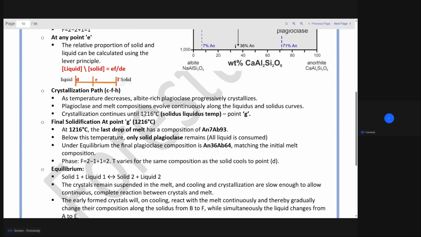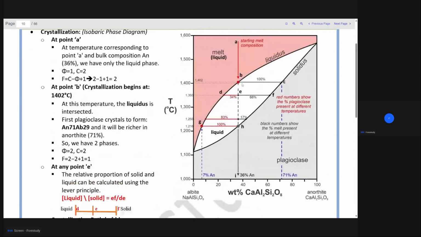Crystallization continues until 1116 degrees Celsius, the solidus-liquidus temperature at point G. It will go maximum up to point G, because at point G, if we plot it up to H, we will see that it is 100% crystal. Here it has 100% melt. It is at the left of this fulcrum, left of the fulcrum, so it is 100% melt. This is 100% crystal. So all crystals have crystallized from the melt, and no melt is left for further cooling. That means it will stop here.